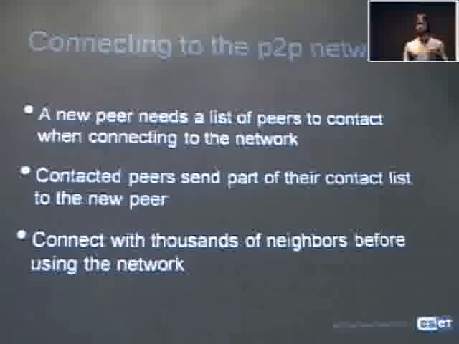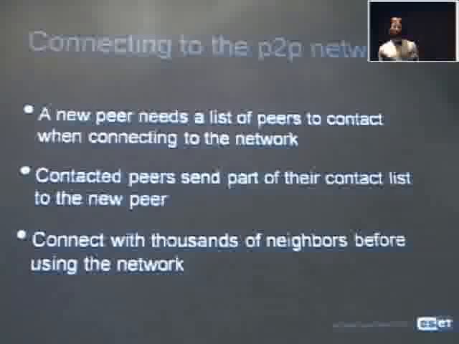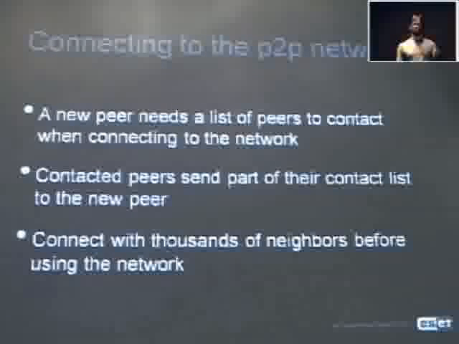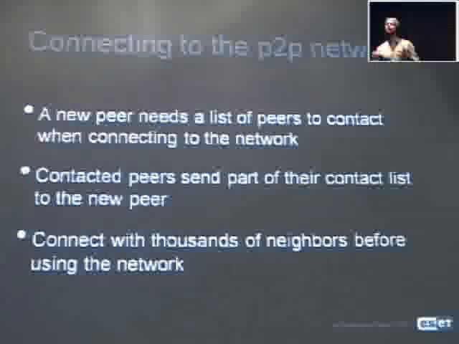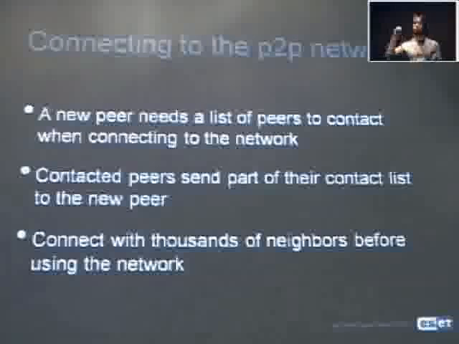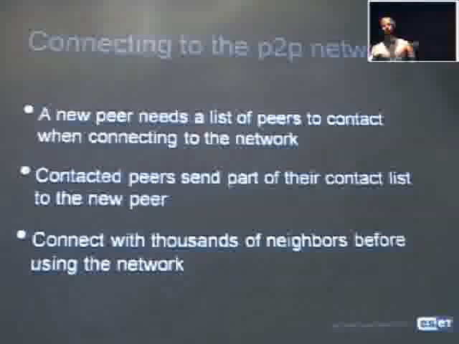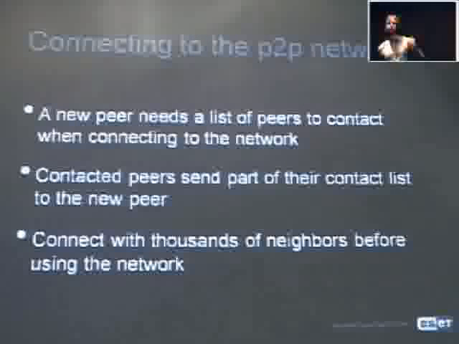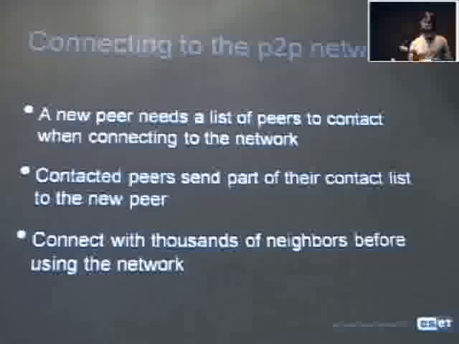So in order to connect to the peer-to-peer network, a new peer needs a list of peers to contact. So then, when you contact one of the peers that is in this list, this peer will send you a new list of other peers you can get into contact to. So you will repeat this process recursively until you get connected with thousands of other machines.